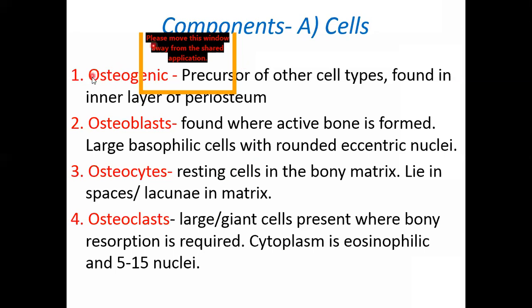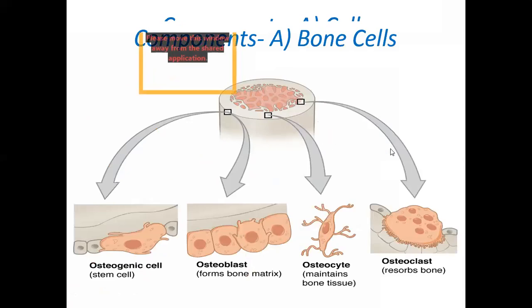So there are four types of cells: osteogenic, a precursor. Osteoblasts are young cells where you have active bone formation. Osteocytes are the resting cells, and osteoclasts are the giant cells with about 5 to 15 nuclei. Let's see more details. The first one, osteogenic cells, we can also call stem cells. Next is osteoblast, and they form the bony matrix. Where you have active bone formation, we have lots of osteoblasts coming up.